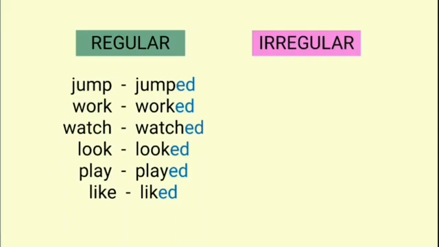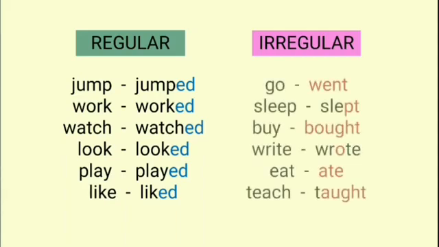All right? Now in the irregular form of past tense, you will see that we have certain verbs, but the words and the spellings change entirely. Right? So the first word that we have is go. Now if we change this into past tense, it becomes went. All right? As you can see, went. The words and the spellings completely change. Go becomes went.